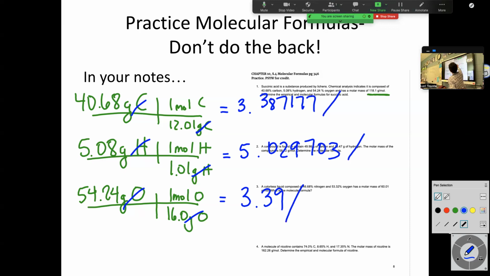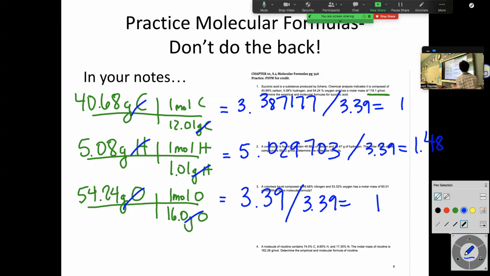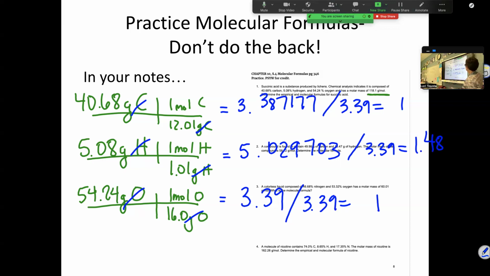Look what's happening here. These are the same one, that's the same thing as 3.39. So there's that one, and we know this one is 1. We just have to divide that one by 3.39. What do we get? 5.029703 divided by 3.387177. Your textbook really likes this.